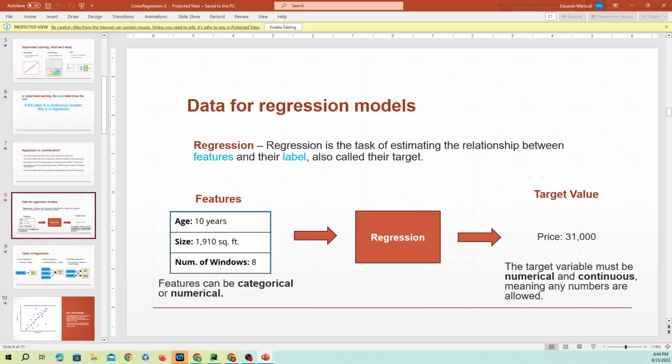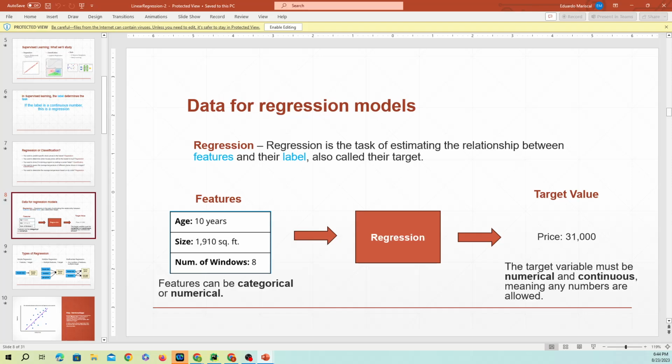And what we're trying to predict is the price of the house. So that will be your label, your target. What is it you're trying to predict? What column are you trying to predict? So when you're training your data, if you're going to use supervised learning, you need to have your features columns and your label column.